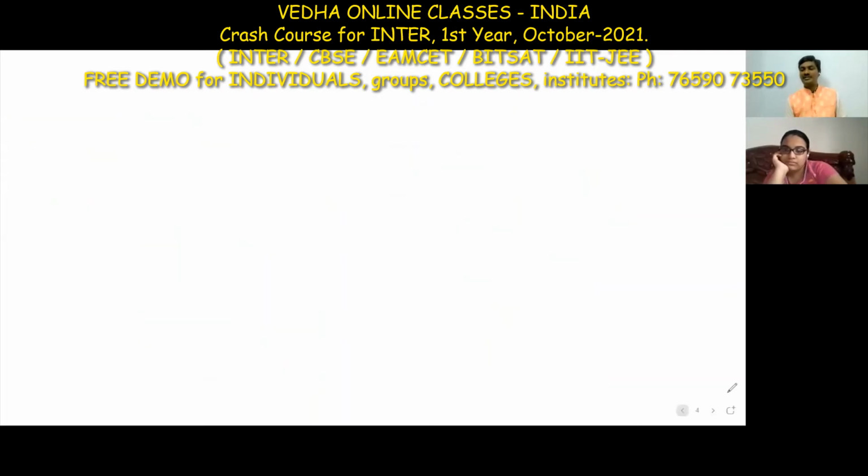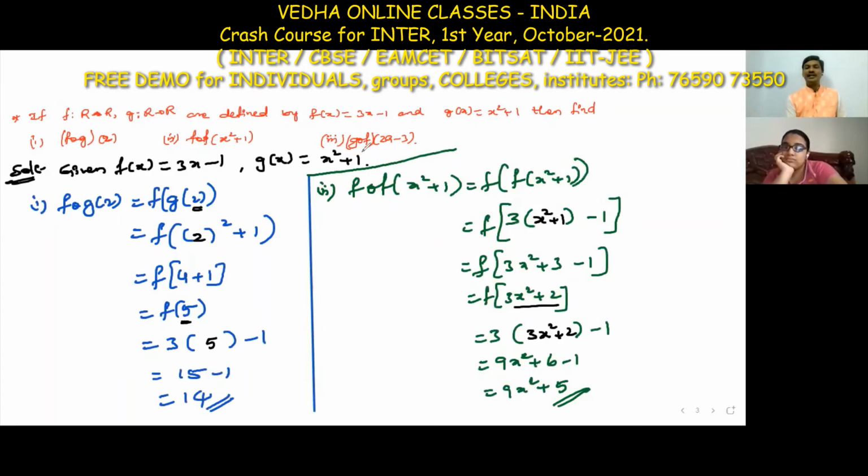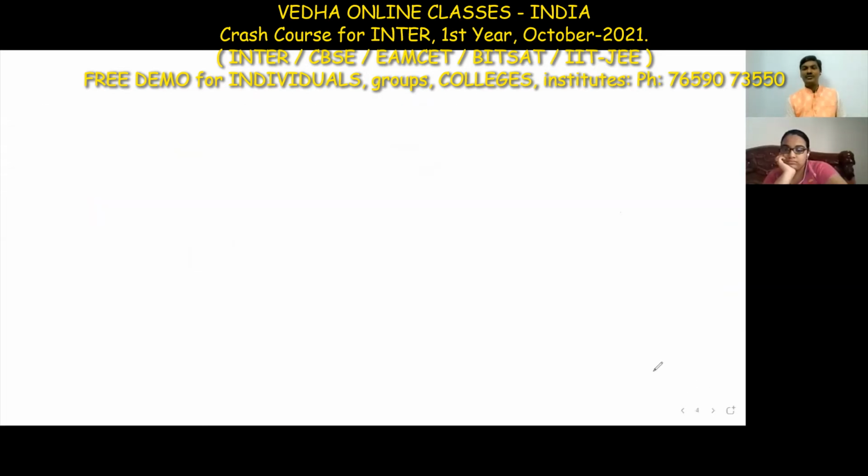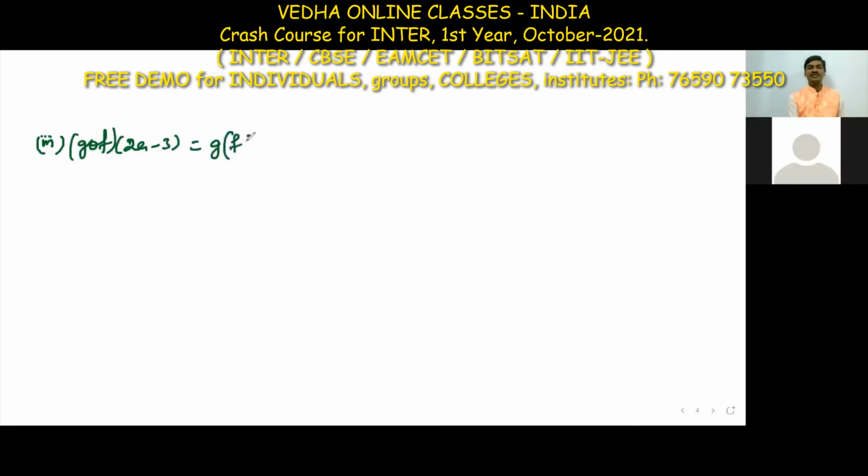After that he is asking g circle f of 2a minus 3. What is he asking? The third one is g circle f of 2a minus 3. This is equal to g of f of 2a minus 3.